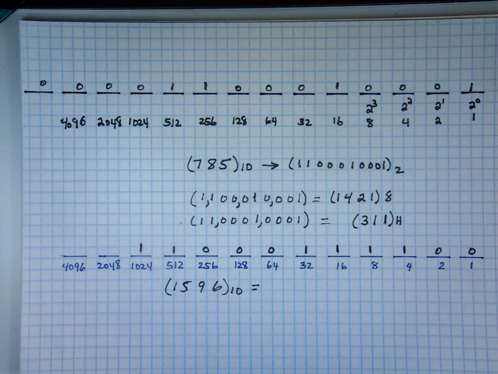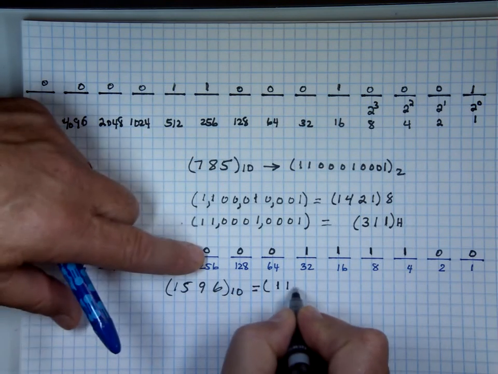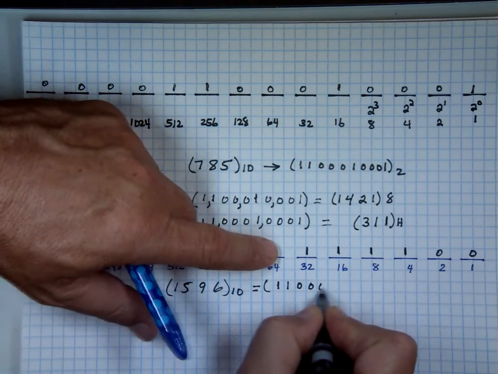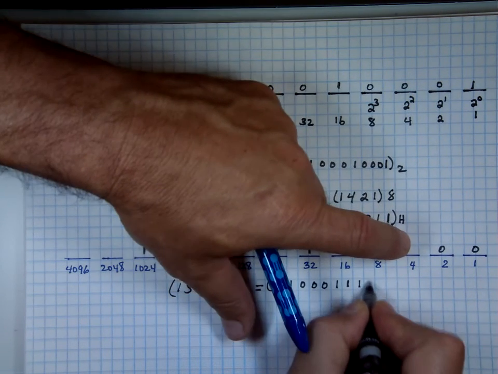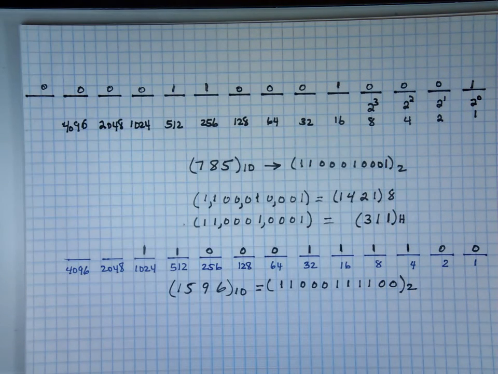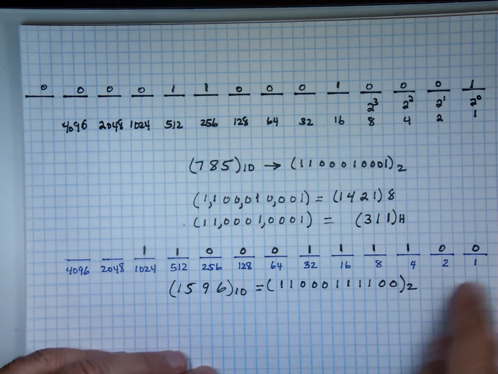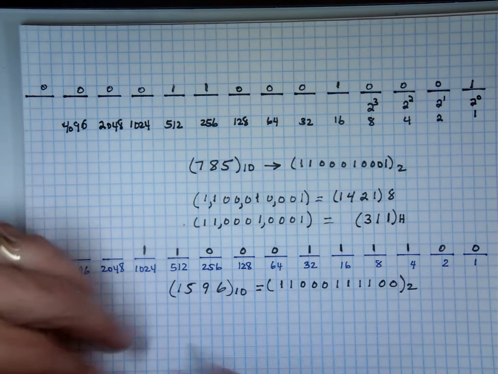So in binary, this number is 1, 1, 0, 0, 0, 1, 1, 1, 1, 0, 0. A little bit easier, I think, and quicker. And by the way, you can do the reverse. If you know the zeros and ones, once you know the weight of them, you can plug them in. Now I'm going to turn them to base 8 and base 16.